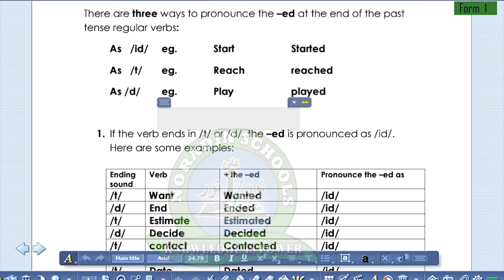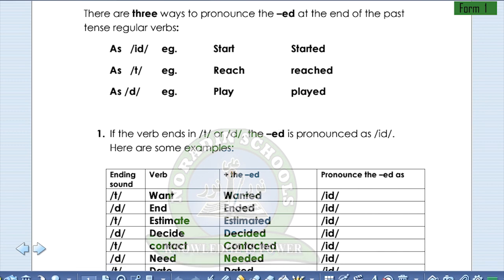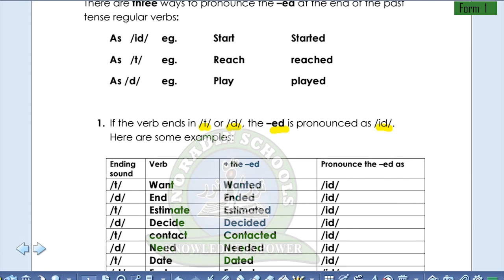Well, if the verb ends in T or D, the ED is pronounced as id. Here are some examples. This is the ending sound that you hear when I talk. This is the root verb. Here's the simple base form of the verb. And this is the pronunciation at the end of the verb. For example, now let us begin with T sound. We are not talking about letters here. We are talking about the sound.